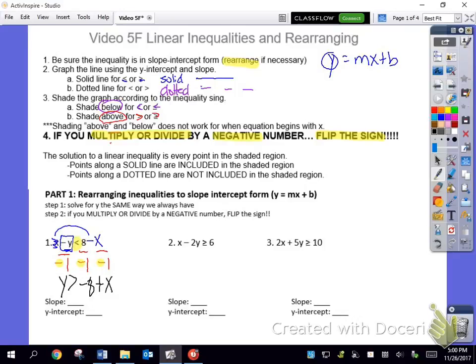Now, the slope is the one that's always by x. So that would be a positive 1. The y-intercept is negative 8, okay?